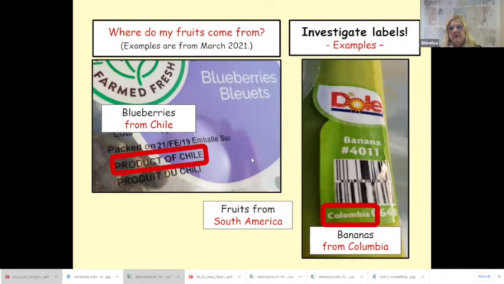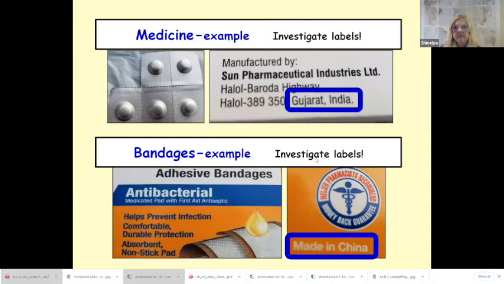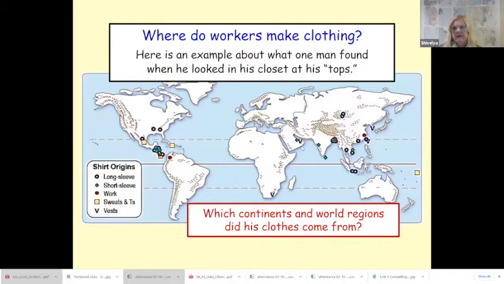We can also find those kinds of labels on food, and all kinds of things around the house, tools and so forth. And so we start to talk about the variety of these different locations, where they're coming from. We can even take a closer look at things like medicine and healthcare needs, and where they come from as well.